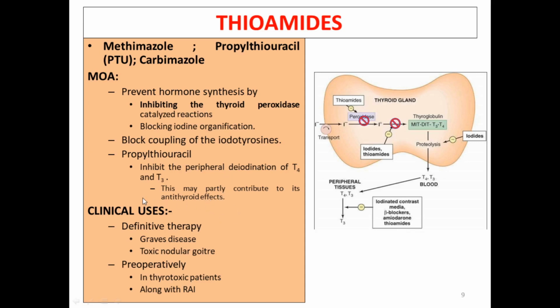So where are we using these drugs? Mainly these drugs are given in diseases called Graves' disease and toxic nodular goiter. These drugs are also given before surgery, so they can stop the excessive secretion of T3 and T4, and the surgery can be done. Again, these drugs are used in combination with radioactive iodine, before giving the radioactive iodine to the patient.